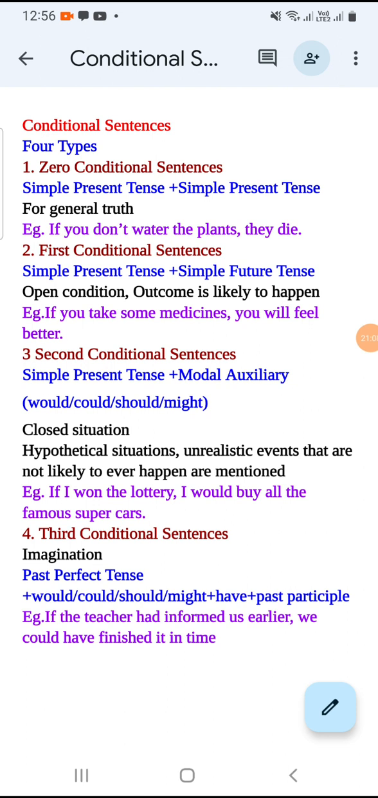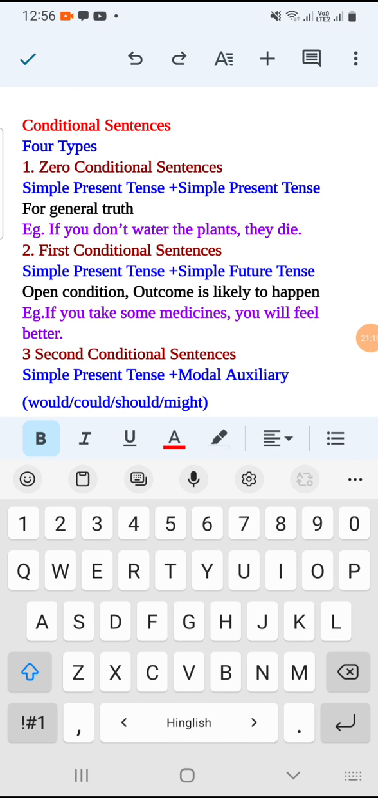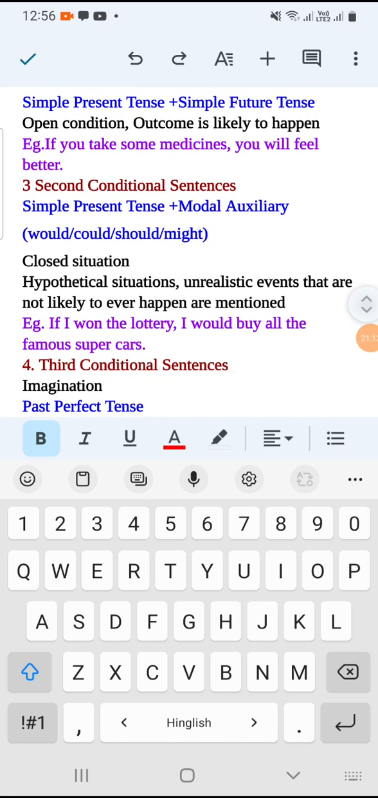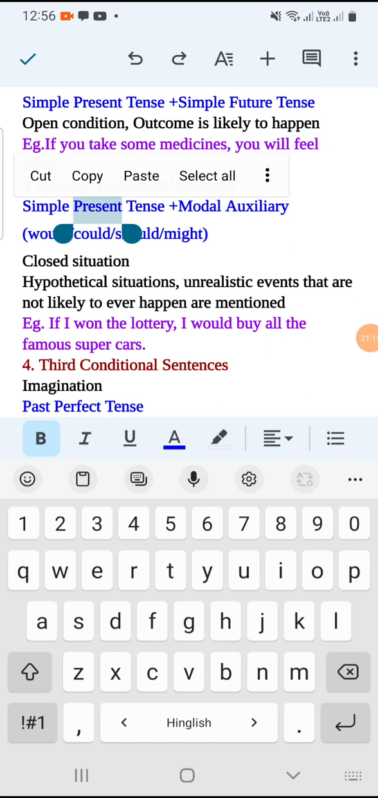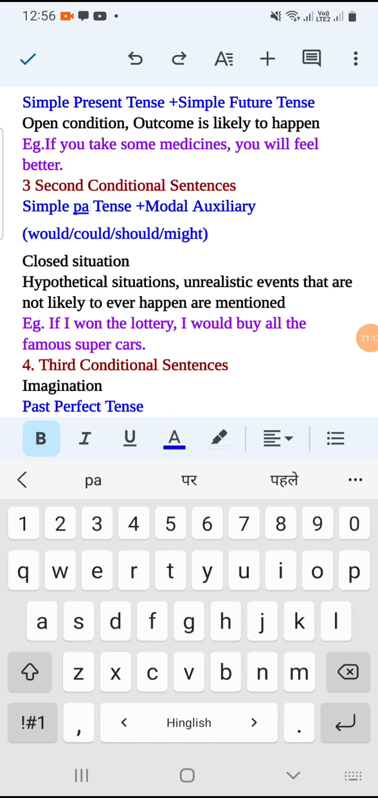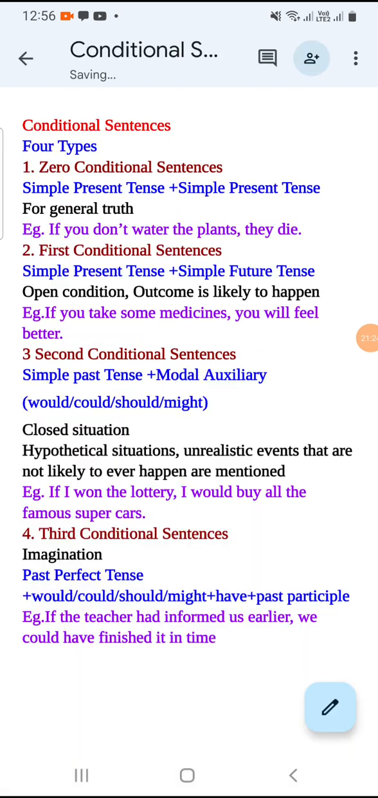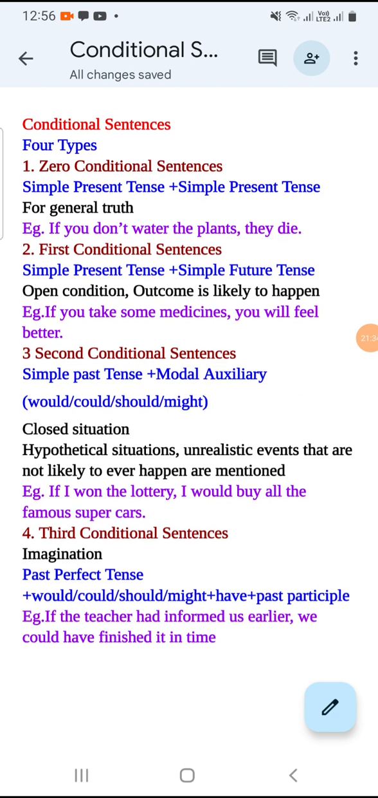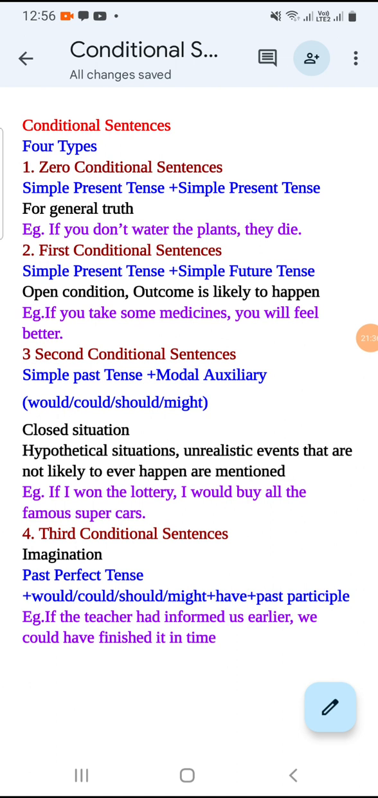So let me first correct the second sentence, I am doing the correction, so don't get confused. Here it is not correct. Simple past tense, right? So now I am repeating the second conditional sentence. The structure of the second conditional sentence is simple past tense followed by modal auxiliary. Example: if I won, the past of win is won, if I won the lottery, I would buy all the famous supercars.